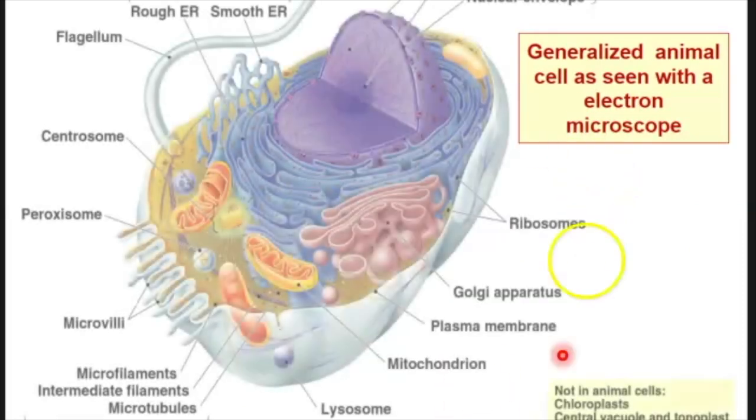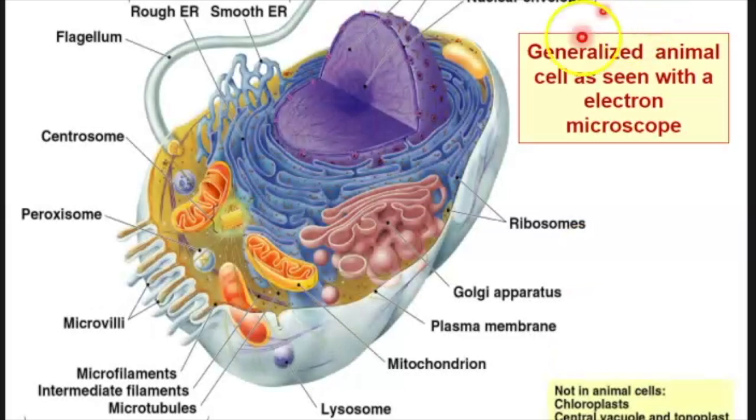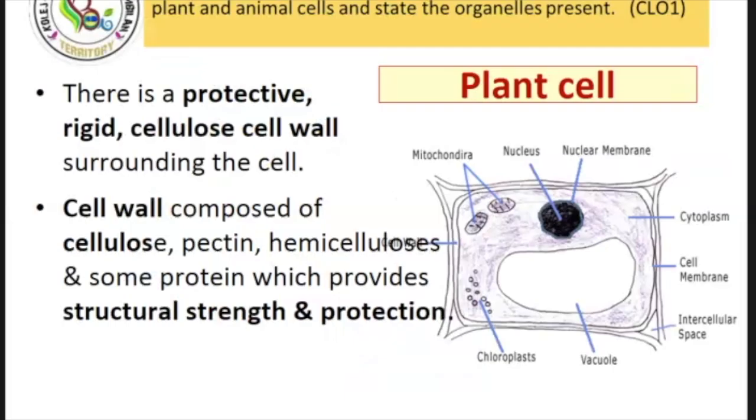Here is an animal cell as seen with the electron microscope. It shows the nucleus, ribosome, the endoplasmic reticulum, mitochondria, cytoskeleton, and is surrounded by its plasma membrane. Not found in animal cell: chloroplast, central vacuole organelles, cell wall, and plasmodesmata.